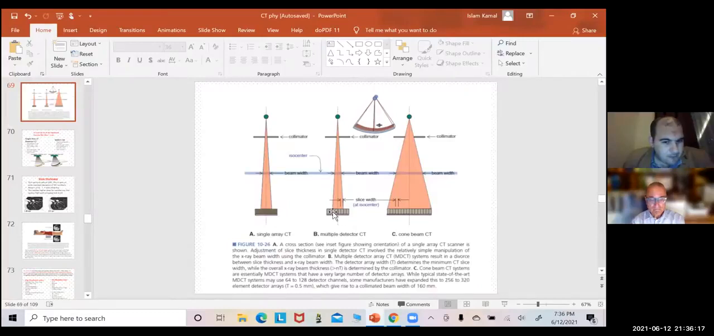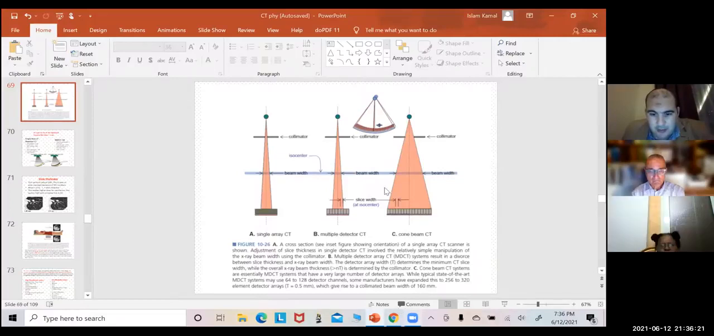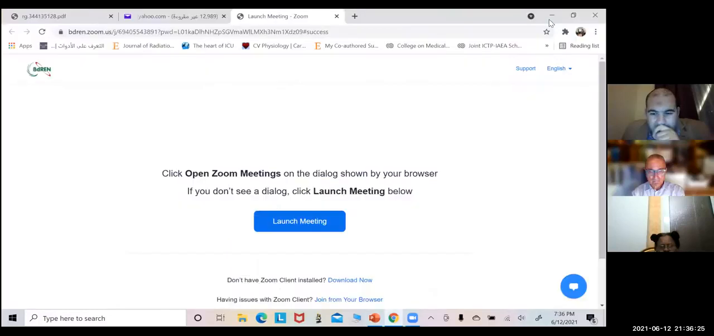We have another question from Muhammad Amir Ali. What is the effect of matrix size and reconstruction kernel on image quality? What is the effect of the matrix size? Yes, matrix size. Normally in CT we are using a 512 matrix size.